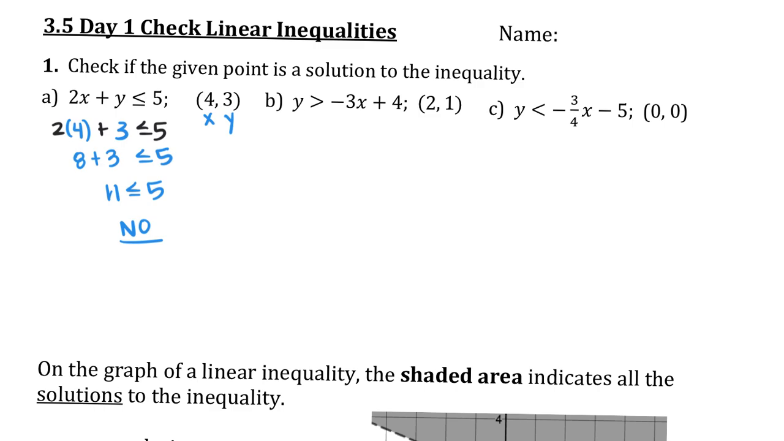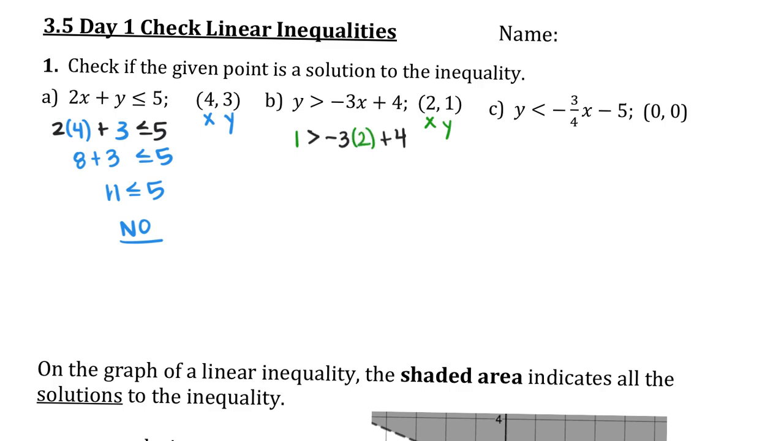Okay, the inequality is y is greater than negative 3x plus 4. The x is 2, the y is 1. It looks a little weird, but I'm going to plug in the y here. What is the y? The y is 1. 1 is greater than negative 3 times x. What's x? X is 2, plus 4.